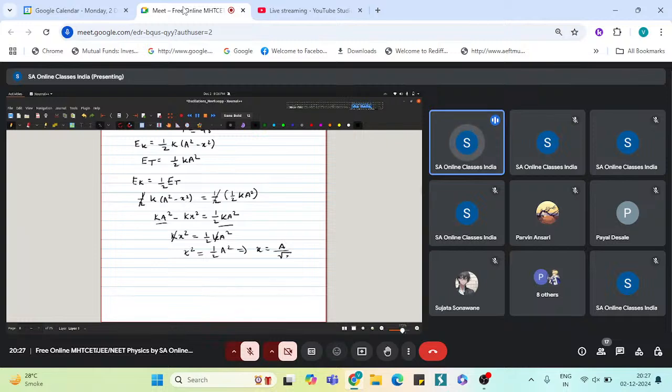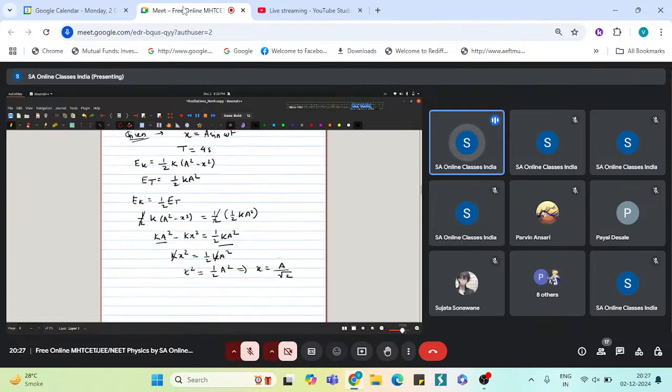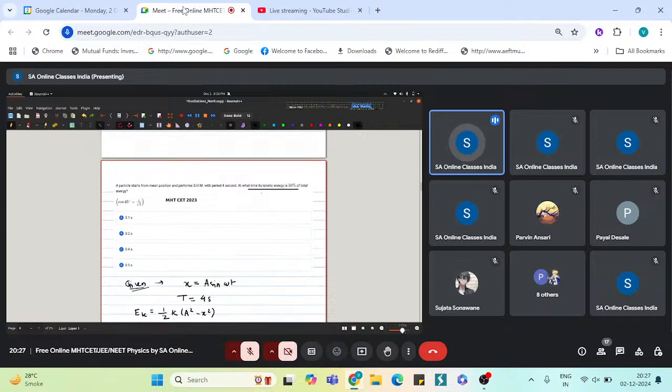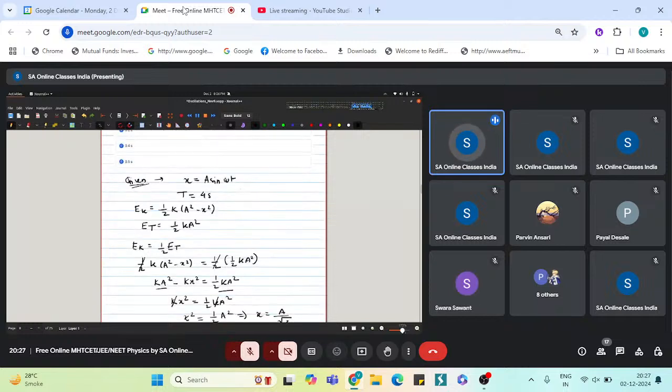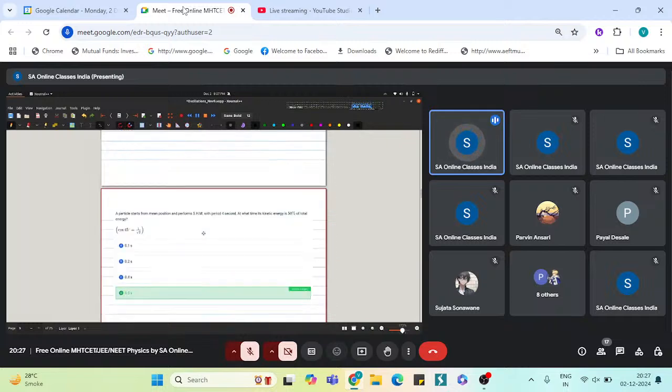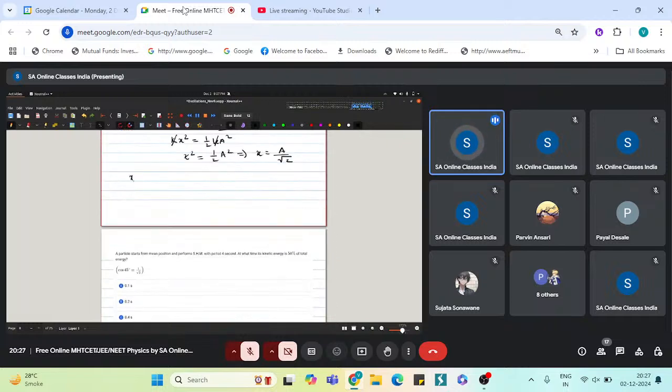which means that x is equal to a by root 2. Okay, so we got x, where this condition is satisfied. So they have asked at what time. So they have asked us time, and we have found out the x value. So we can just use the formula that we wrote here. x is equal to a sin omega t, and we can substitute the x value as a upon root 2. Then again a sin omega t.